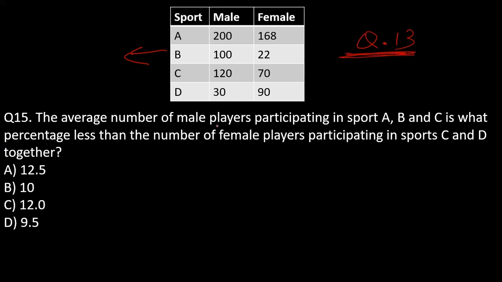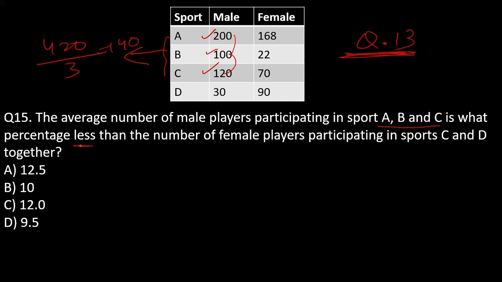Now here is question number 15. The average number of male players participating in sports A, B, and C. A, B, and C total 420. Average is nothing but the sum of the players divided by the number of sports A, B, C, 3. So you will get 140.